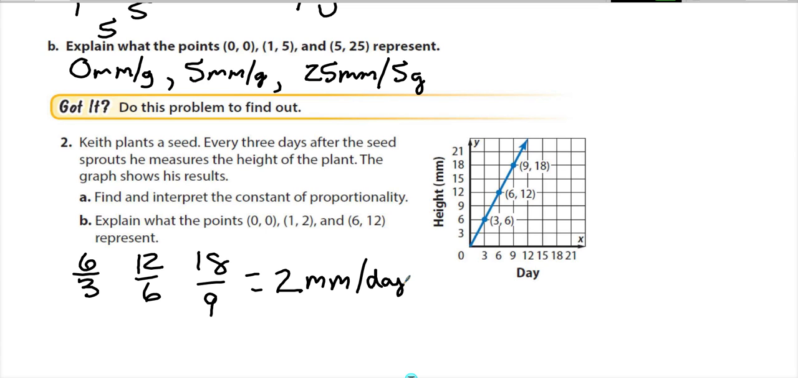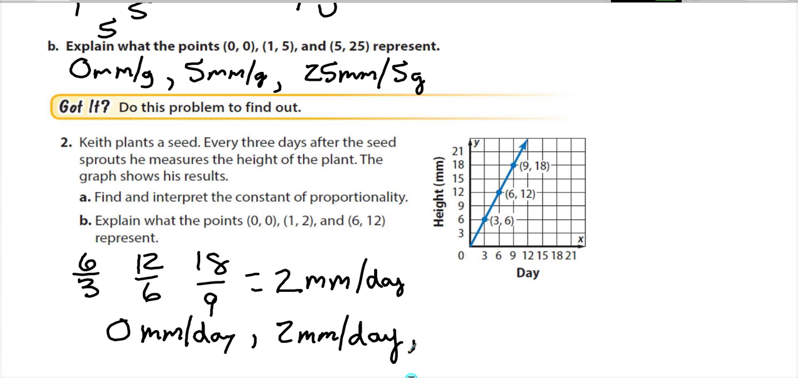All right, then we need to explain what these mean. So 0, 0 would represent 0 millimeters per day. Let's see, 1, 2, so we'd switch it, so it would be, wait, where'd they get 1, 2 from? It's supposed to be 1, 2? I think they meant 3, 6, but that's okay. We'll use 1, 2, that's what they have. It's all right. So 1, 2, so that would be 2. Oh, that's the unit rate, that's where they got it from. Okay, so the 1, 2 would be 2 millimeters per day. And then finally 6, 12, so we would flip it, so it's actually 12, 6, so that would be 12 millimeters every 6 days.